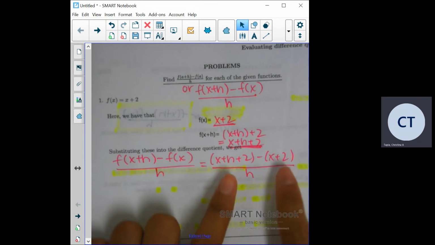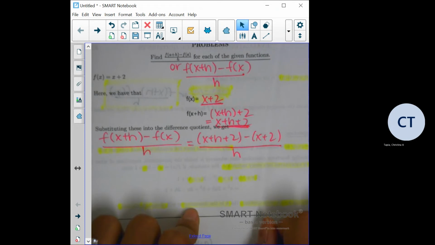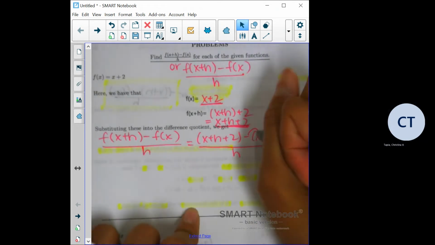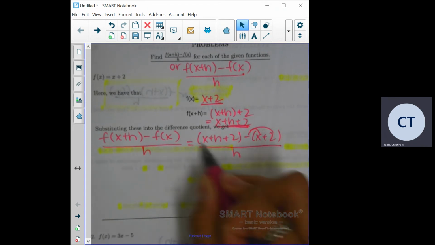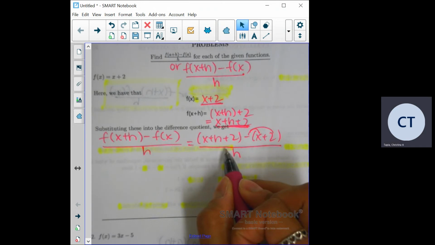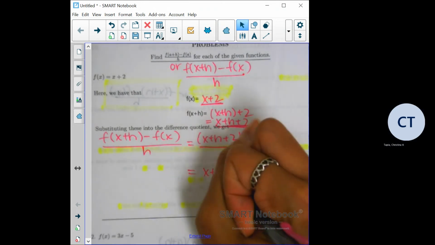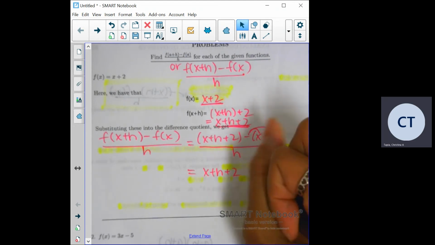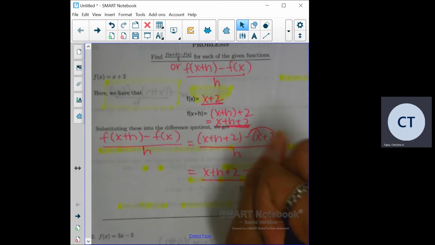Jorge, just looking at this, what do you think I'm going to do? Okay. And if I'm moving too fast, guys, tell me. We're going to distribute the negative sign. Am I going to need to change anything inside this parentheses, though? Yes or no? No, we're not going to. So we're going to keep the first part the same. The second one, though, I need to make this negative x minus 2. And I'm going to divide all of this by h.